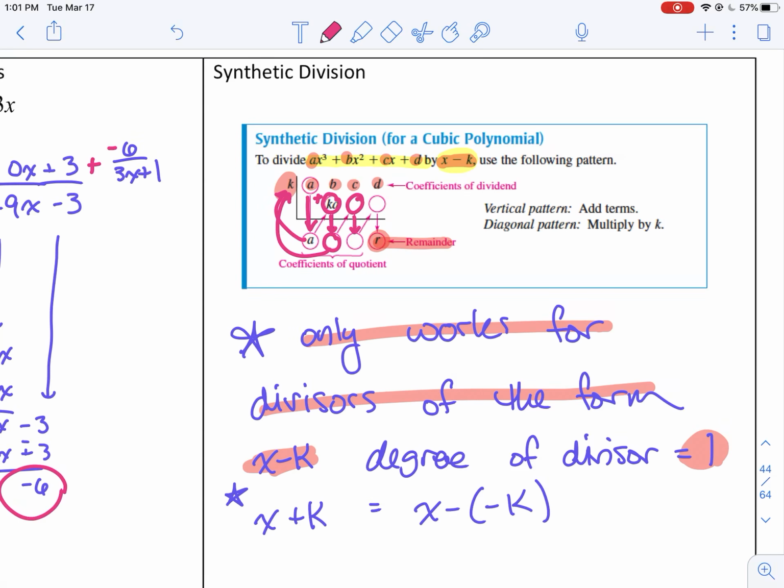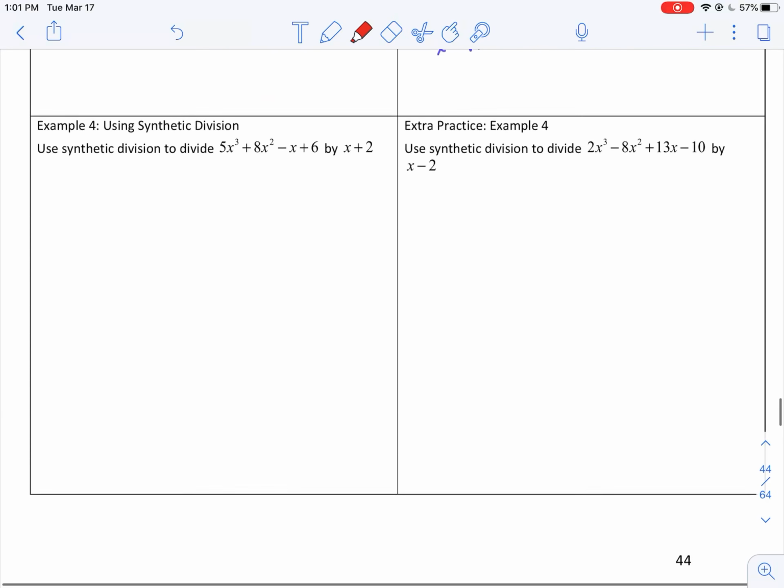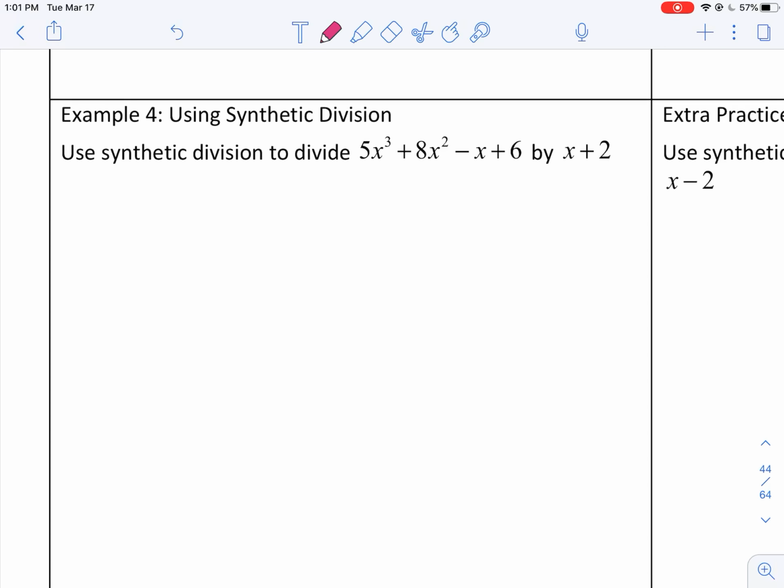So if I had asked you to divide by, let's say, x cubed minus 3, it's a binomial, sure, but our degree here is 3, so you cannot use synthetic. You would have to use long division. So now let's do a couple of examples. So first we have x plus 2 is our factor. That implies that x equals negative 2 is our 0.